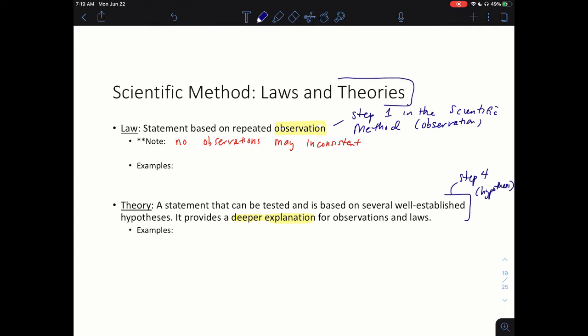And I want to be clear, a theory is not just some harebrained thing you come up with when you're with your friends. Theory is based on experimentation, repeated experimentation. You're not guessing. There's lots and lots of evidence for theories. It's not a guess. Based on several well-established hypotheses, lots of evidence will exist.